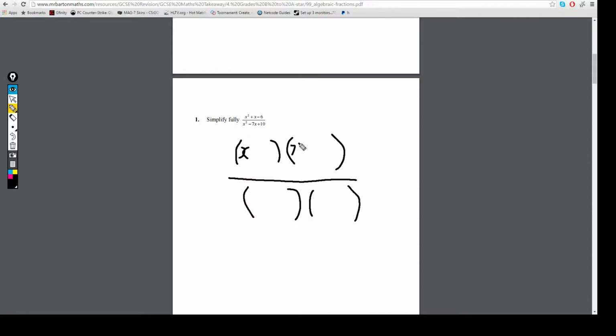If you guys know about algebra, you put that in there, and then we have to find something which times together to make minus 6, and that is minus 3 times 2. And we can put that in, minus 3 and plus 2. Right, am I correct? Yes, I am.